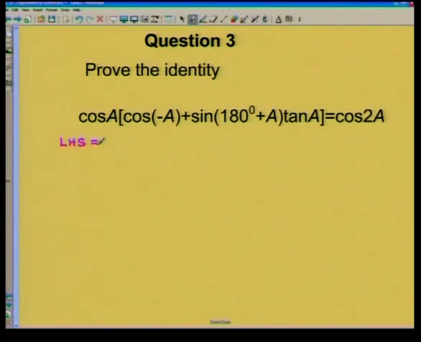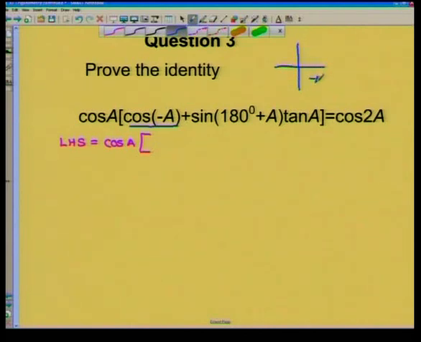Now the first step here is to try and get your angles to look as simple as possible. So cos A is as simple as it gets. However, this one over here, we know that minus A is actually over here in the 4th quadrant. And remember, we've got our little summary that tells me in this quadrant only cos is positive. So this would become cos A.